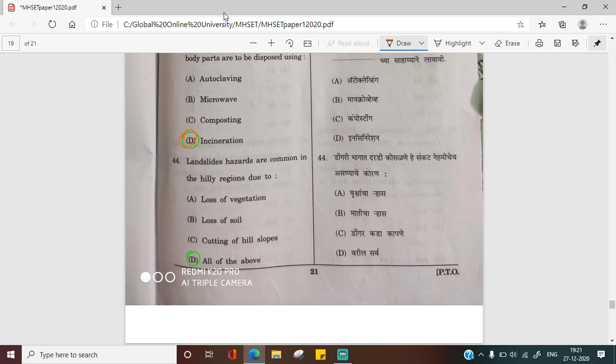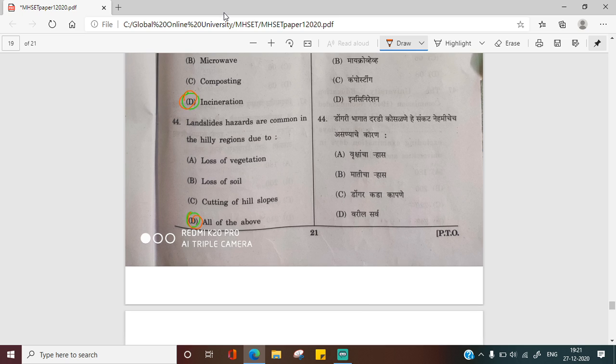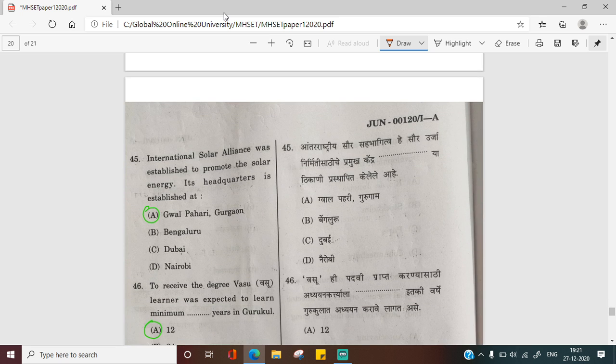Question number 44. Landslide hazards are common in hilly regions due to loss of vegetation, loss of soil, cutting off hill slopes. The right answer is option D, all of the above. International Solar Alliance was established to promote solar energy. Its headquarters is established in Gurgaon, India.